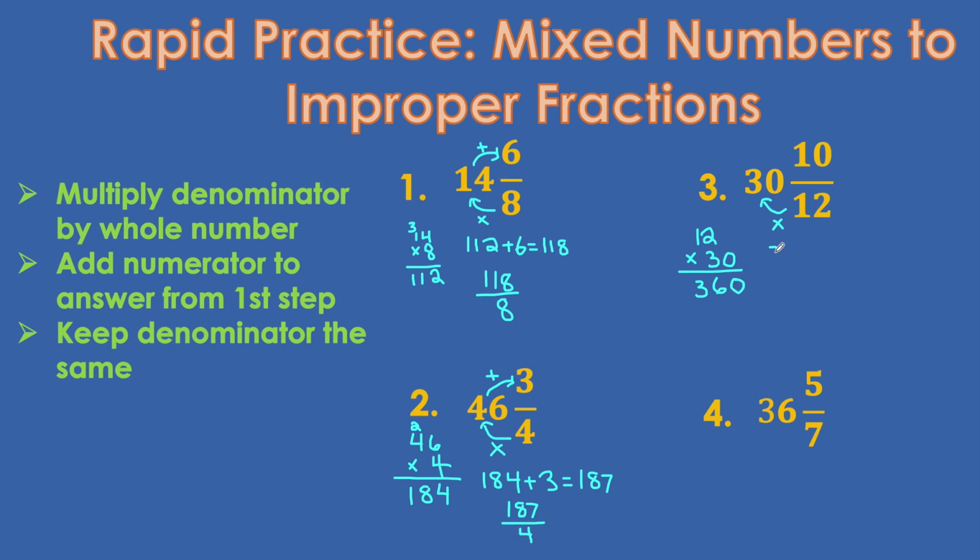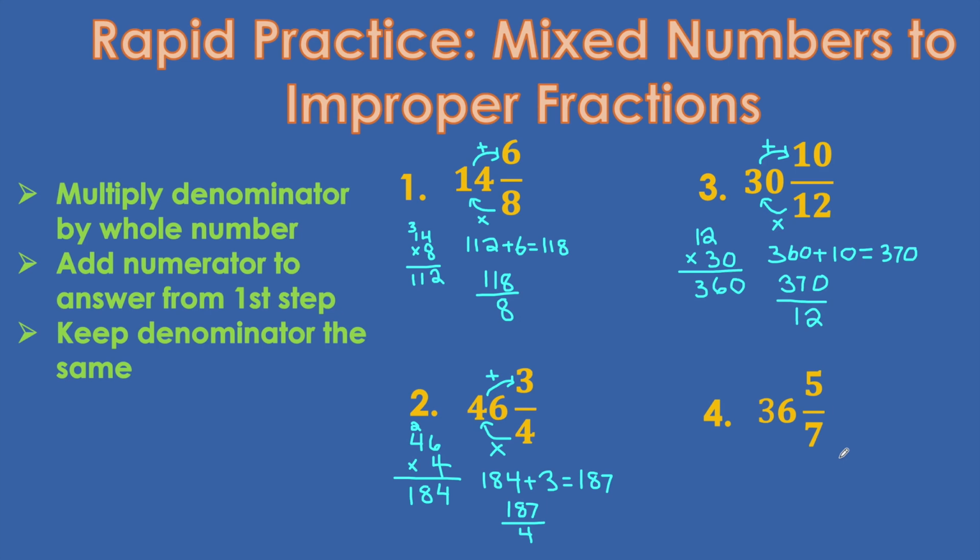So we get 360. And then you're going to take that answer and you add 10. So 360 plus 10 gives us 370. Then you're going to take this answer, which is the numerator, and put it over the denominator, which is 12. So the final answer, we have 370 over 12.